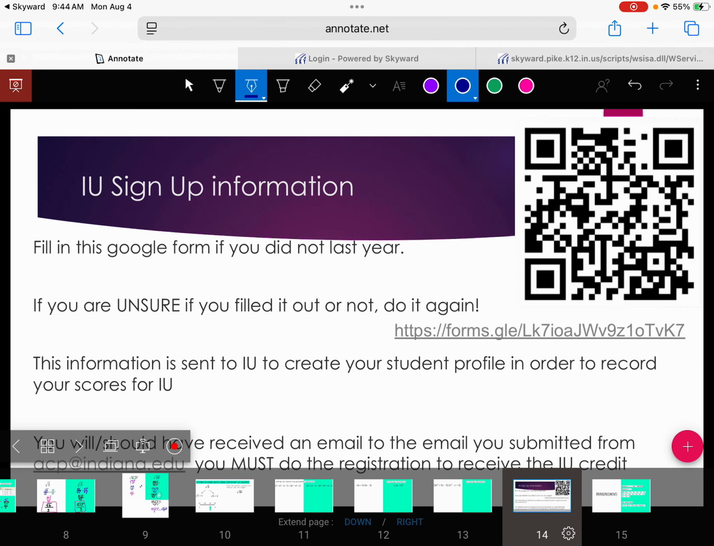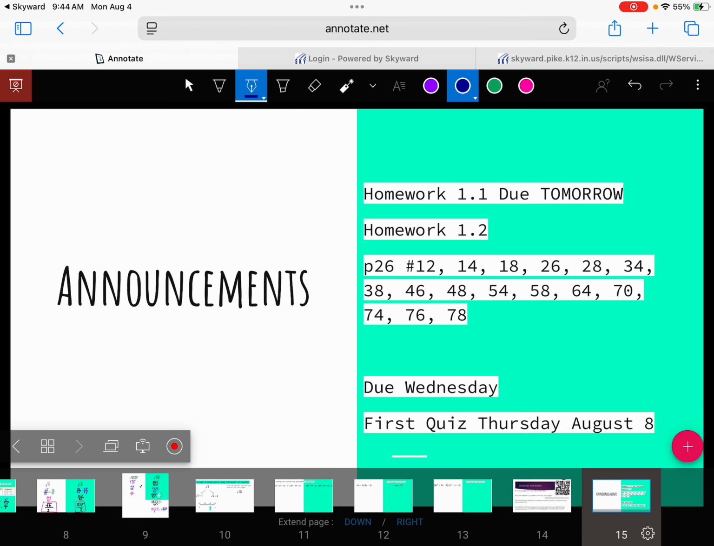Just to confirm, because Miss Bolland asked me to put this up again. If you did not do this QR code on Friday, please do so now, because she needs it to be able to get you into the IU system. So if you did not do this QR code, please do it. I can put it back up here, no problem.